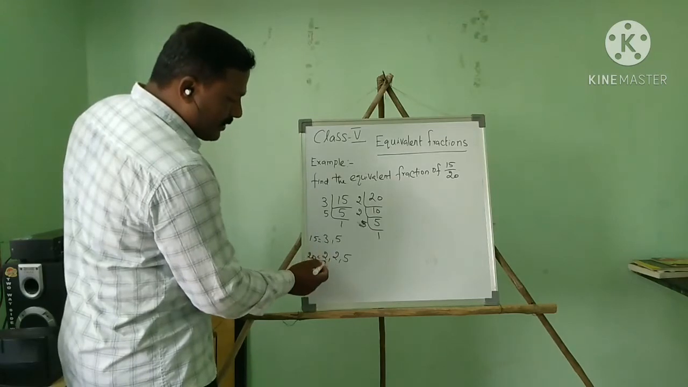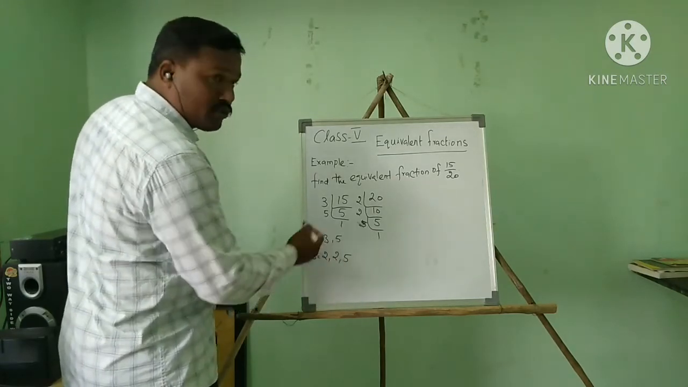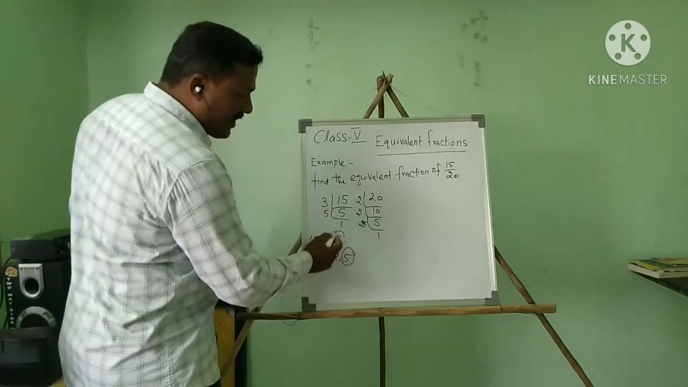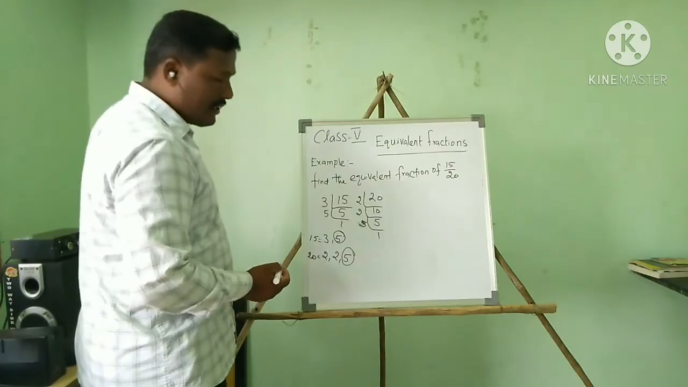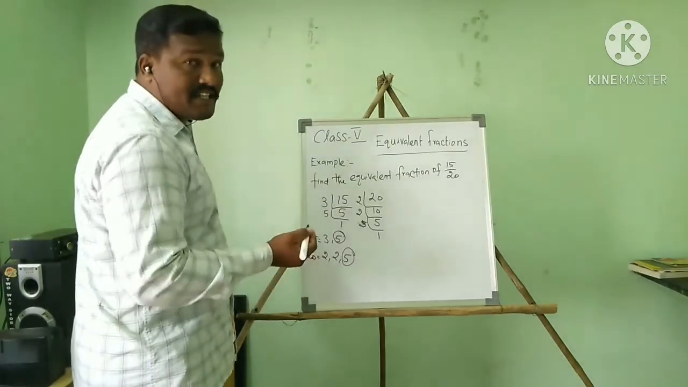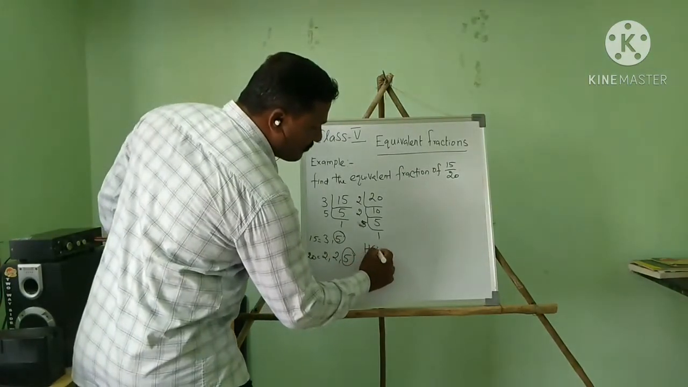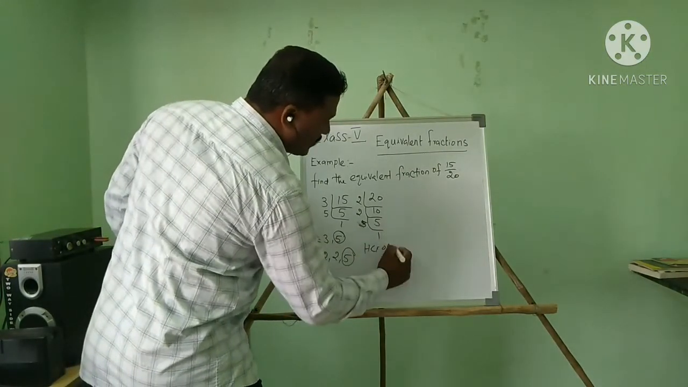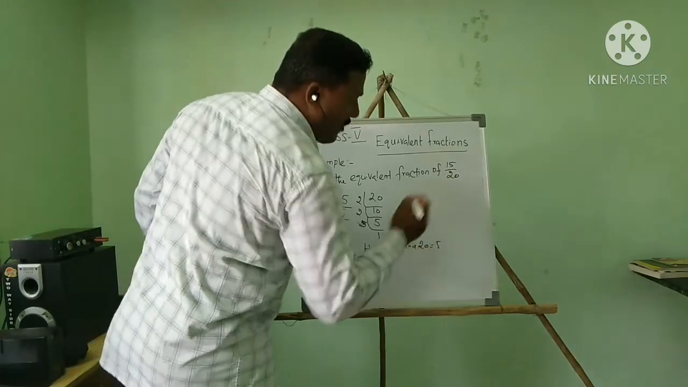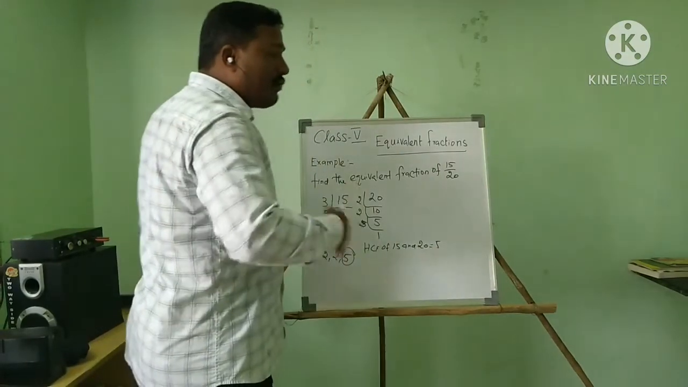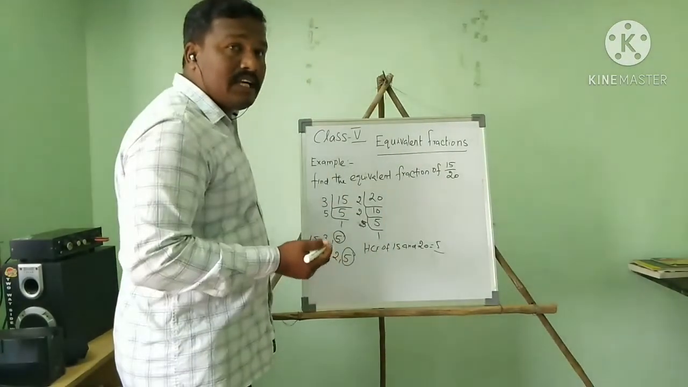Here 3, there is no 3 in the other. Here 2 2s are there, here there is no 2. But here 1 5, here also 1 5. This is a common factor, and the highest common factor because there is no other number. So HCF of 15 and 20 is equal to 5. So HCF is 5.